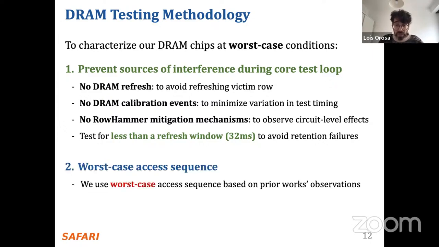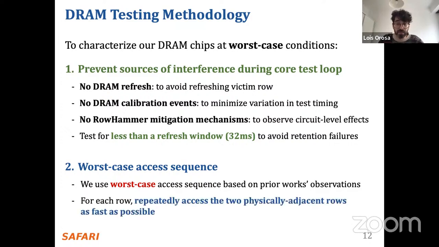Second, we issue the worst-case access sequence for inducing RowHammer bit flips based on observations from prior work. Using these observations, we test each worst-case vulnerability to RowHammer by repeatedly activating the two physically adjacent rows as fast as possible.